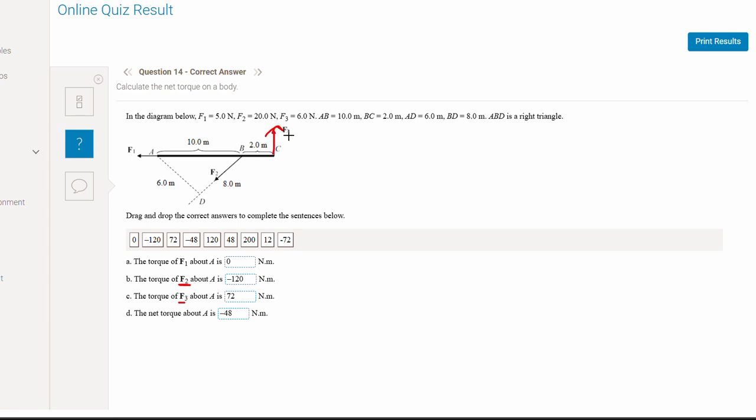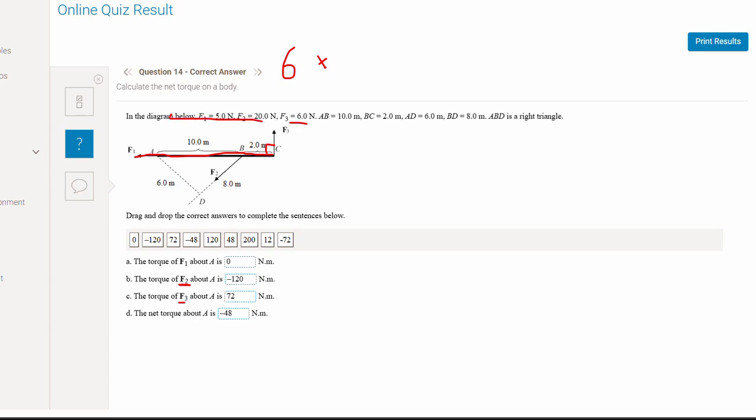This is positive, by the way, just so you know. It's going to be like this. So yes, it is counterclockwise, so it's positive. And we know the force is 6, so 6 times, we extend it. Actually, it doesn't need extension. Here you go. This is your distance.